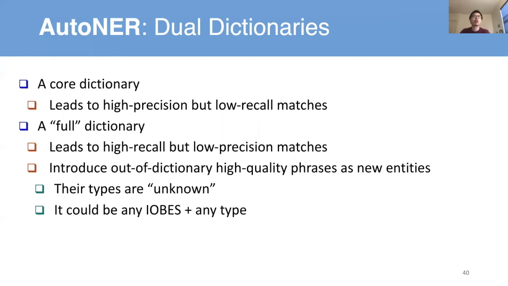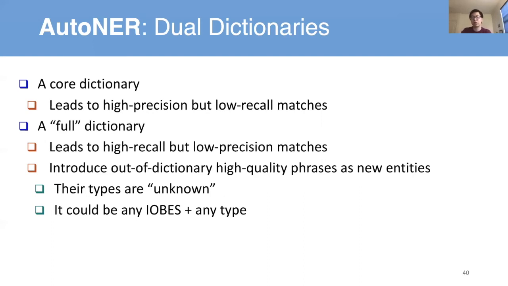A full dictionary here is designed to get a high recall but low precision. So remember that in this full dictionary, we actually don't know the entity types because we introduced the out-of-dictionary high quality phrases as new entities. We're using AutoPhrase here to add complementary phrases into this full dictionary. The newly introduced phrases, because we don't know their type, we just say they are unknown types. For those unknown types, there could be any BIOES plus any type because they could be anything.